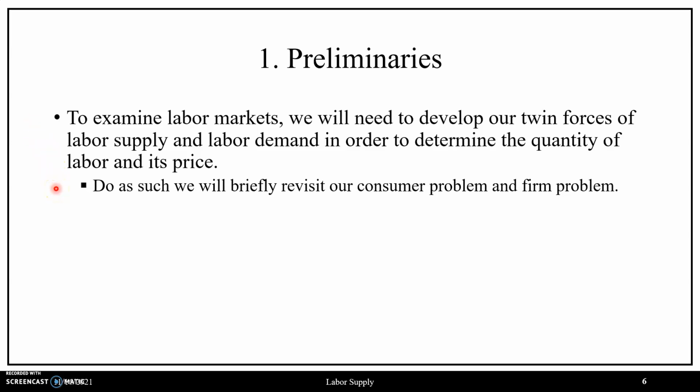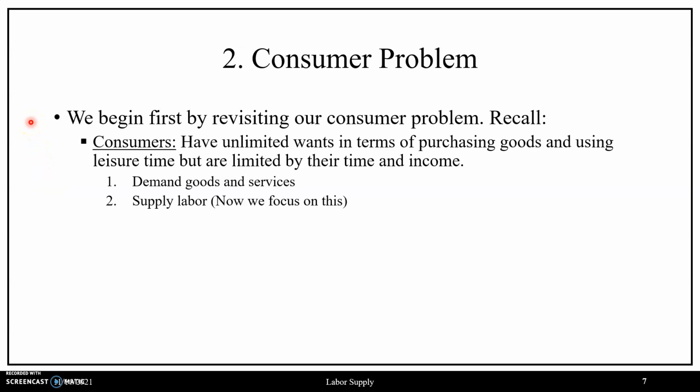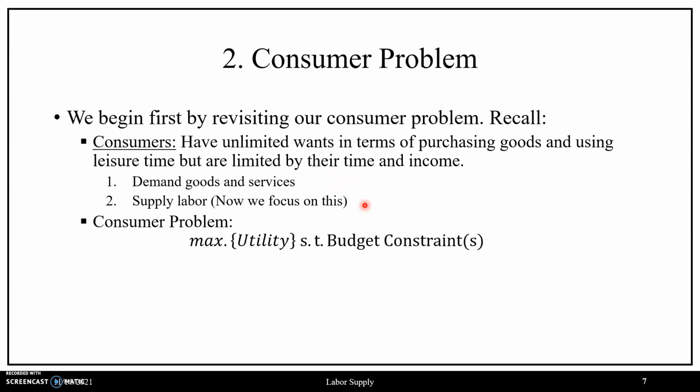To do so, we will briefly revisit our consumer problem as well as our firm problem. Beginning with our consumer problem, recall that our setup for consumers is that they have an unlimited amount of wants in terms of purchasing goods and services and using their leisure time, but they are limited by their time and their income. Overall, consumers will demand goods and services, which we spent a majority of this course exploring, and they also supply labor, which is now what we will focus our attention on.